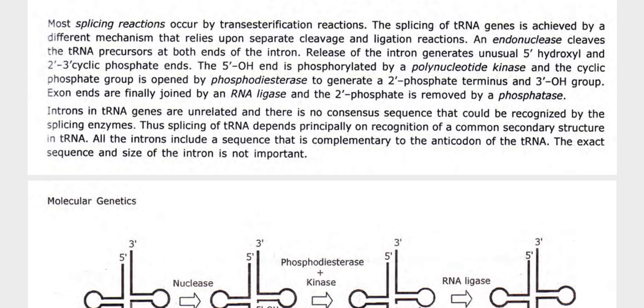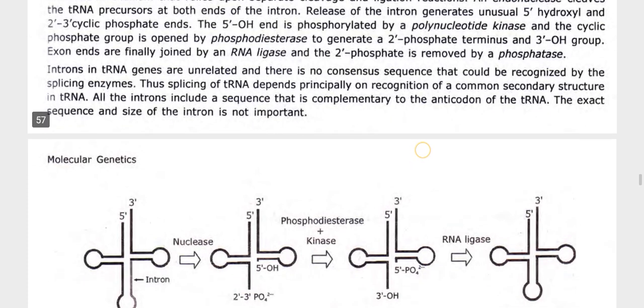The 5' OH end is phosphorylated by a polynucleotide kinase, and the cyclic phosphate group is opened by a phosphodiesterase to generate a 2' phosphate terminus and 3' OH group. Exon ends are finally joined by an RNA ligase, and the 2' phosphate is removed by a phosphatase.